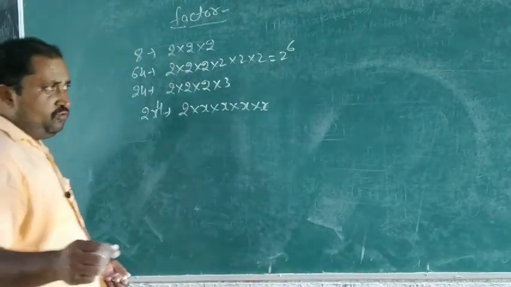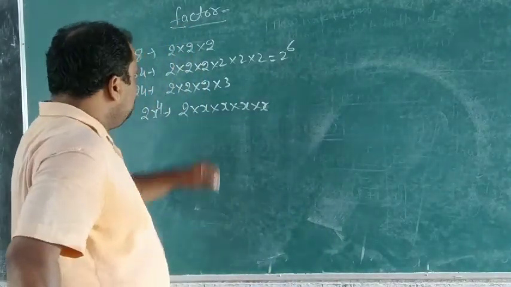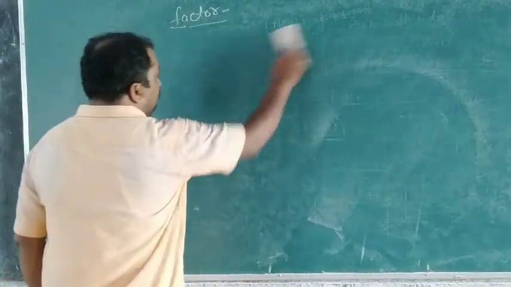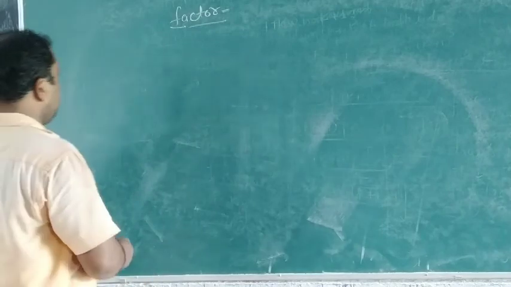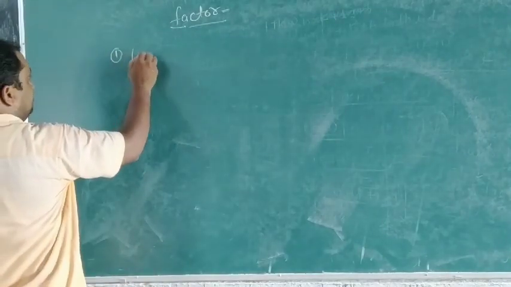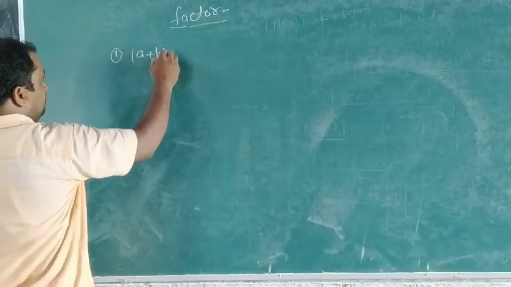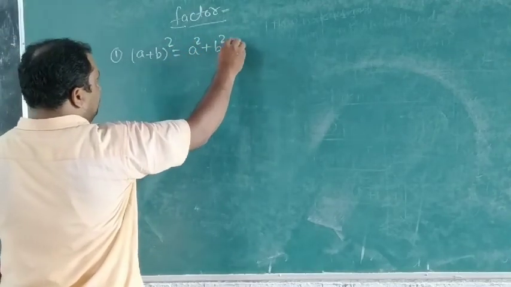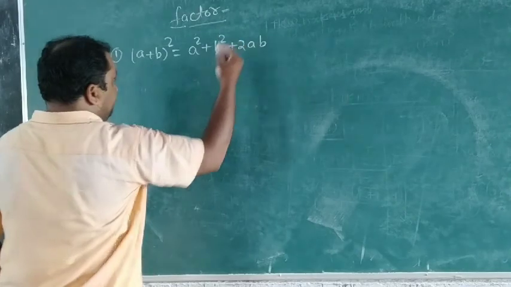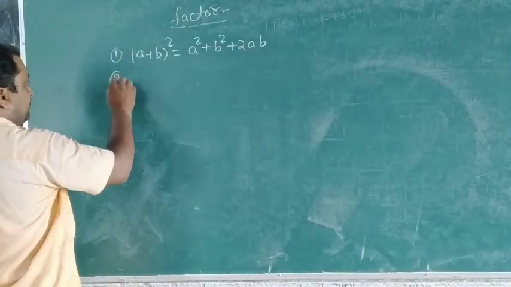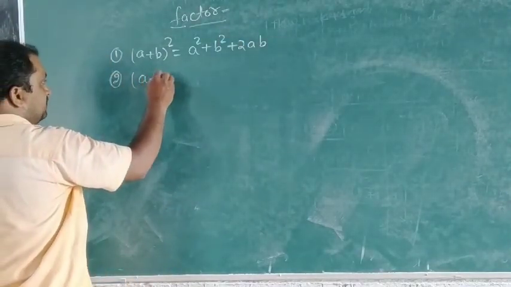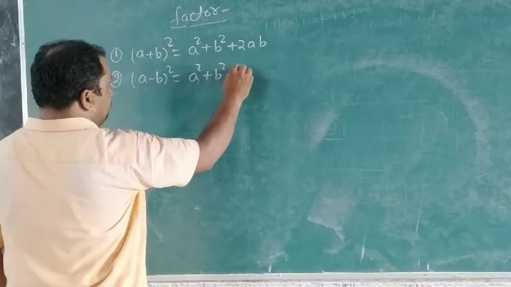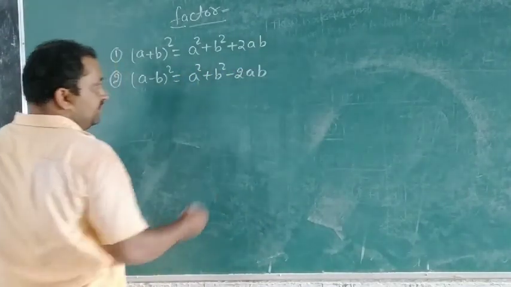किसी भी expressions को आप by formula factor कर सकते हैं. The first formula is a plus b का whole square. This will be equal to a square plus b square plus 2ab. And the second formula is a minus b का whole square, a square plus b square minus 2ab.